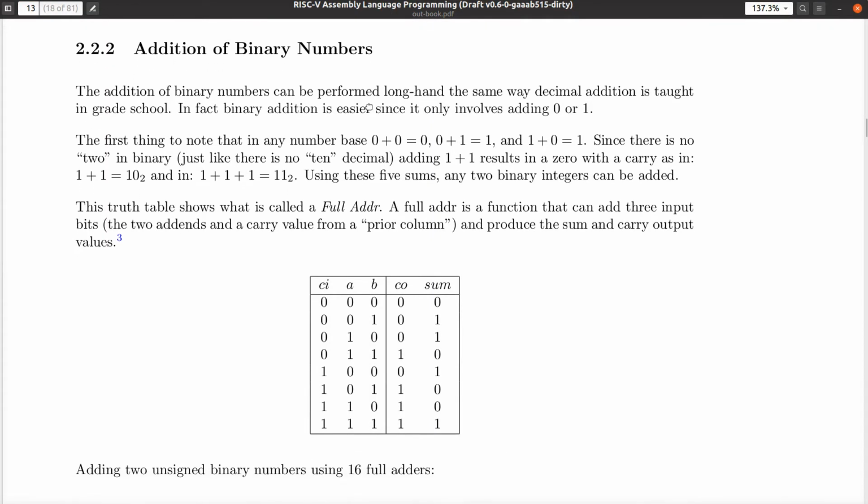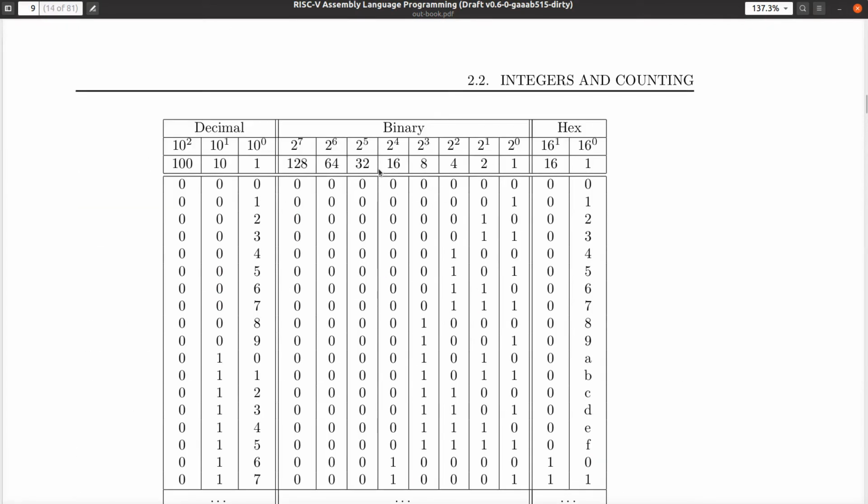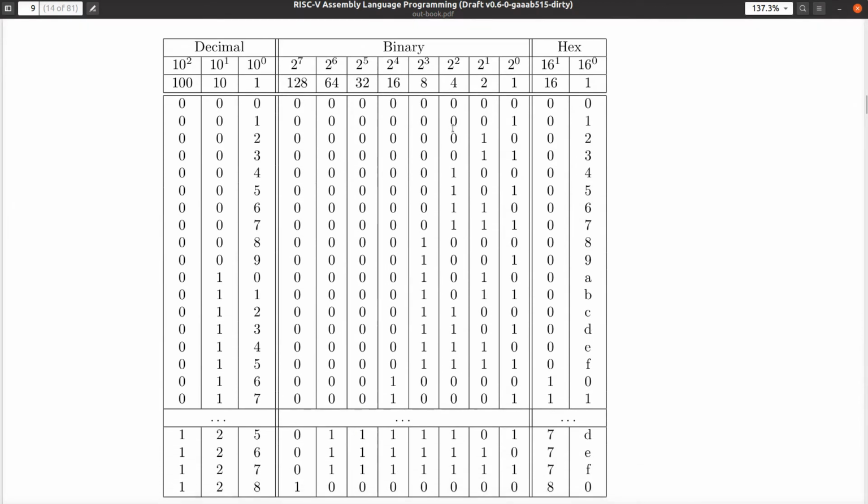This is on page 13 of the current draft of this manuscript. So what does it mean to add two binary numbers? We already know how to count, right? So in theory, we already know how to add one. Let's go back to this table over here. Remember, we were talking about counting in binary and decimal and hex. And in order to count, you're really adding one, add one, add one.